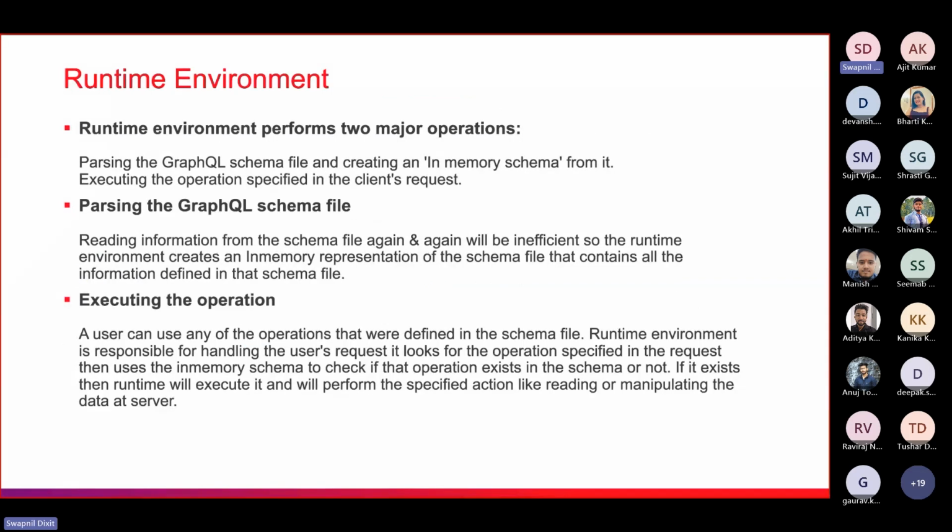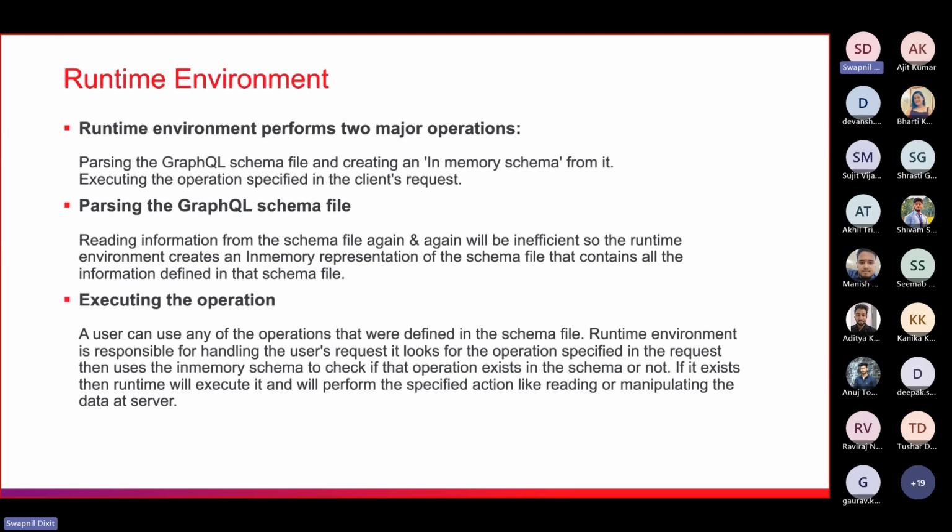Next is the runtime environment. The runtime environment performs two major operations: parsing the GraphQL schema file and creating an in-memory schema from it, and executing the operation specified in the client request. Parsing the GraphQL schema file: reading information from the schema file again and again would be inefficient for the runtime environment. So it creates an in-memory representation of the schema file that contains all the information defined in that schema file.